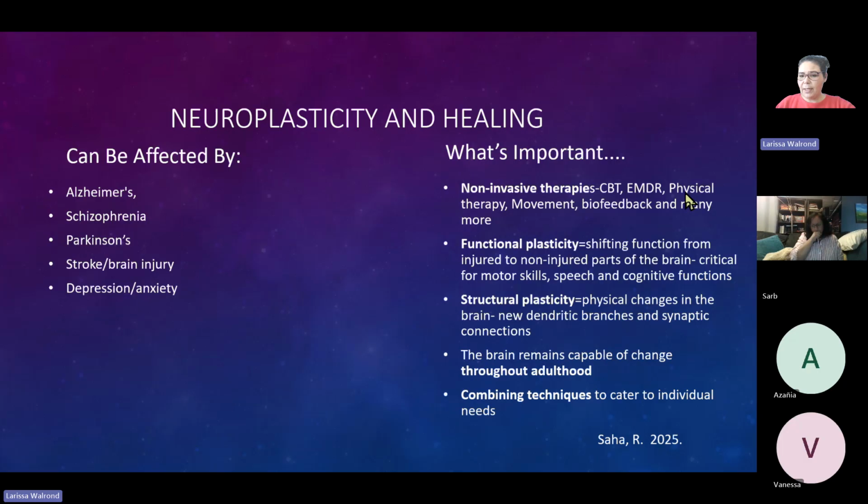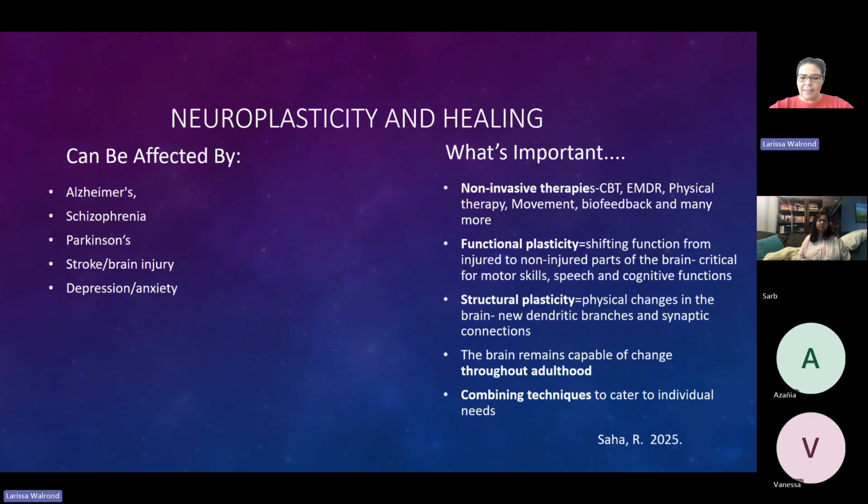So we're going to talk a little bit again about functional plasticity. Functional plasticity is shifting function from injured to non-injured parts of the brain, critical for motor skills, speech, and cognitive function. So we think in terms of pathways. If you've got a plaque from Alzheimer's or dementia or something like that in your brain, part of the brain's cells have died, those pathways aren't working anymore. So you can build new pathways so you can regain those skills. And structural plasticity has to do with physical changes in the brain, new dendritic branches, and synaptic connections.